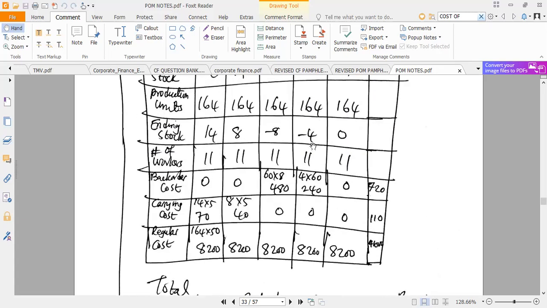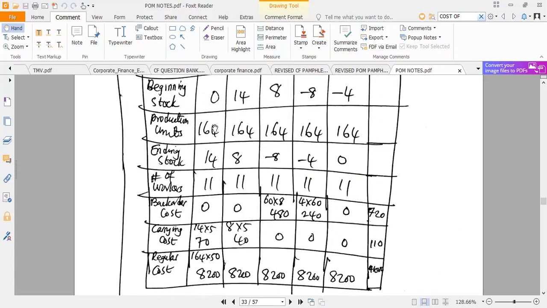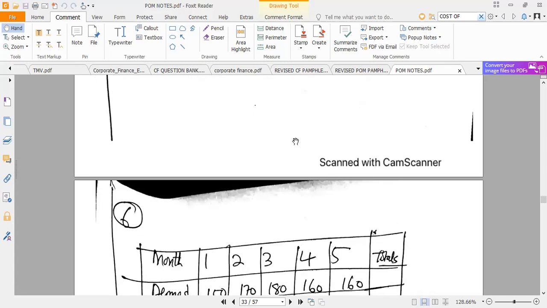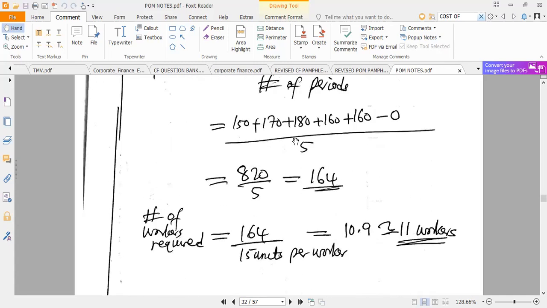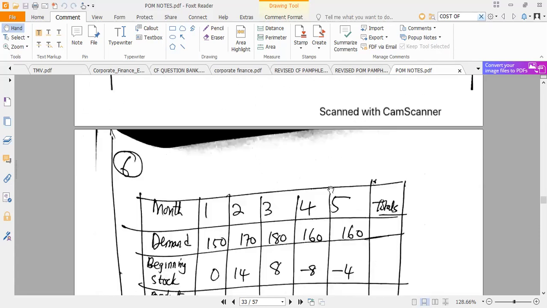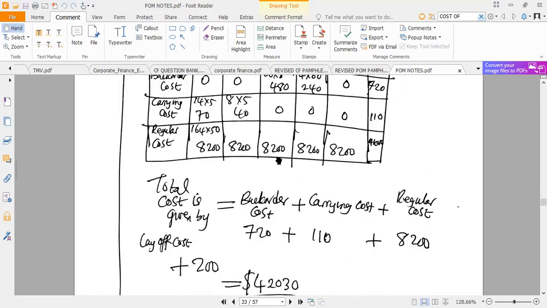We looked at our production units on the level basis, which was 164 units, as shown in the calculations above. So we need to multiply the 164 units produced by $50 per unit. So the total is 41,000 from this computation. Where it says the regular cost, instead of 8,200, we are supposed to put 41,000. So that's the essence of the explanation.